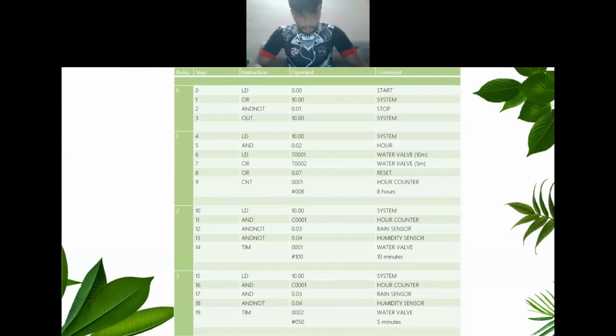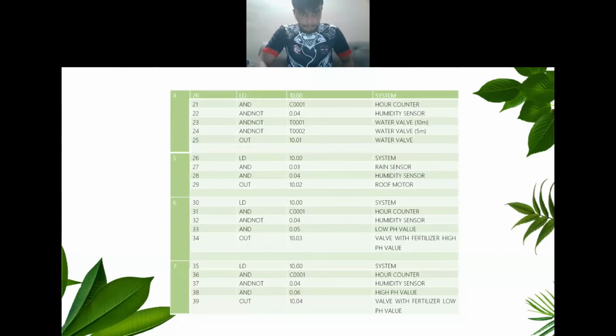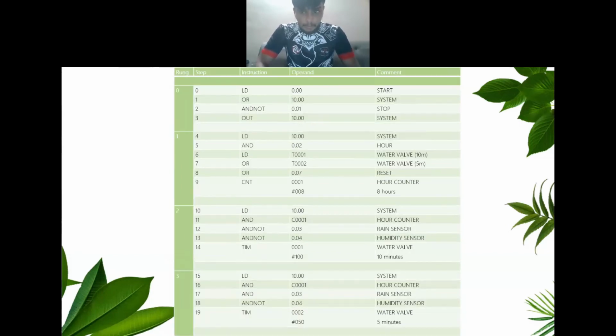And then we'll go for rung 2, and the line will start with the system, and push button for hour counter, rain sensor, and humidity sensor. All three will be AND, the hour counter will be AND, rain sensor and humidity sensor will be AND NOT, and there will be a timer there for 10 minutes, which we assume hashtag 100 will be 10 minutes for the water valve. And the LD, which will go for rung 3.